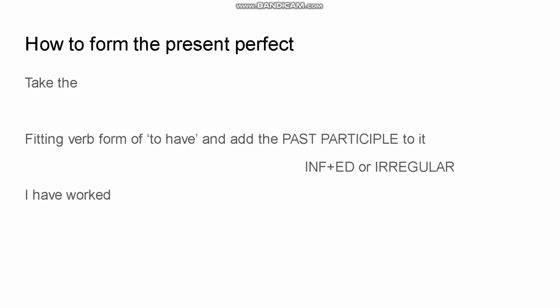How do you form the present perfect? It's also easy. You take the fitting verb form of to have, you add the past participle to it, and you have a present perfect. It's very easy to make a past participle. It's just the same form as a past simple, basically, infinitive plus ed, unless it's an irregular verb form. Let's take a look at the regular example I've given here. I have worked. Very easy.